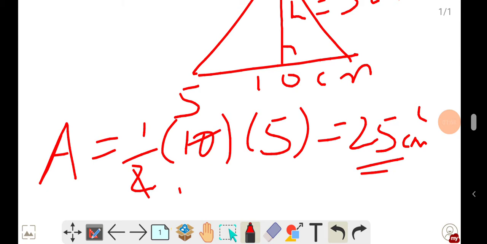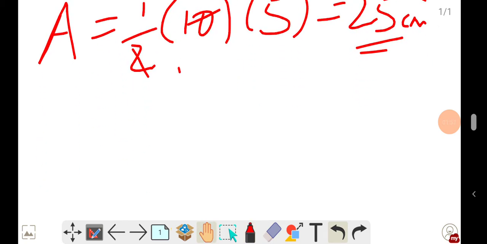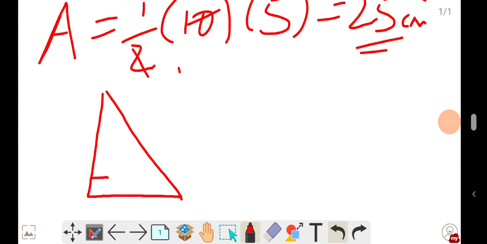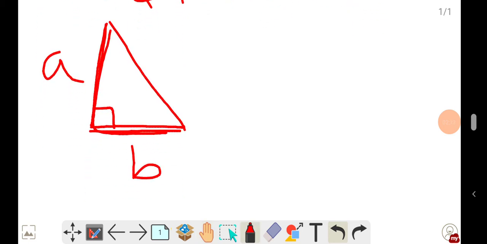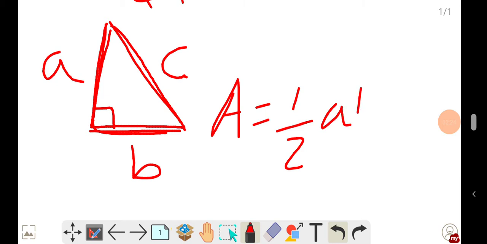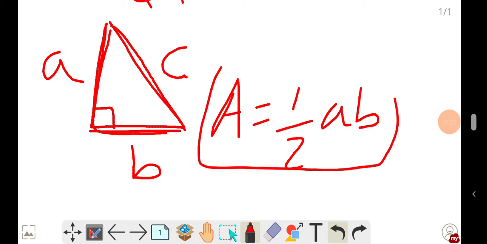The base and the height are given already. This formula is mostly used in the case of a right angle triangle. A right angle triangle means a triangle in which one of the angles is 90. That means two of the sides are perpendicular. These two perpendicular sides we call legs, and the shorter sides we can represent by the letters A and B. And the larger side, which is found opposite to the 90 degree, is C, that is the hypotenuse. So in case of a right angle triangle, the area of the triangle will be half times the product of the two legs. Because the two legs are perpendicular to each other, we can ignore the hypotenuse.